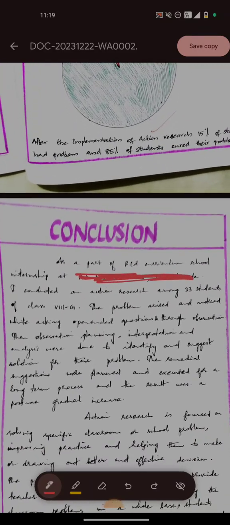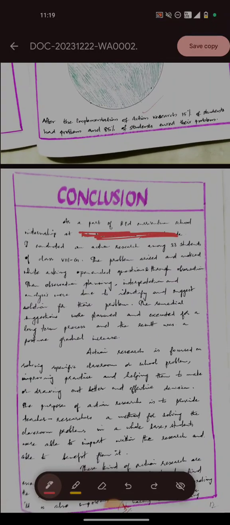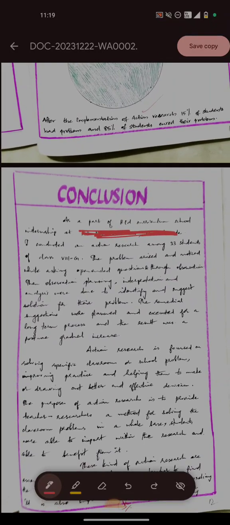Next, we should have a conclusion. The concluding part involves that during this internship, this action research was really helpful. As a teacher researcher, how it benefits us, that's it.